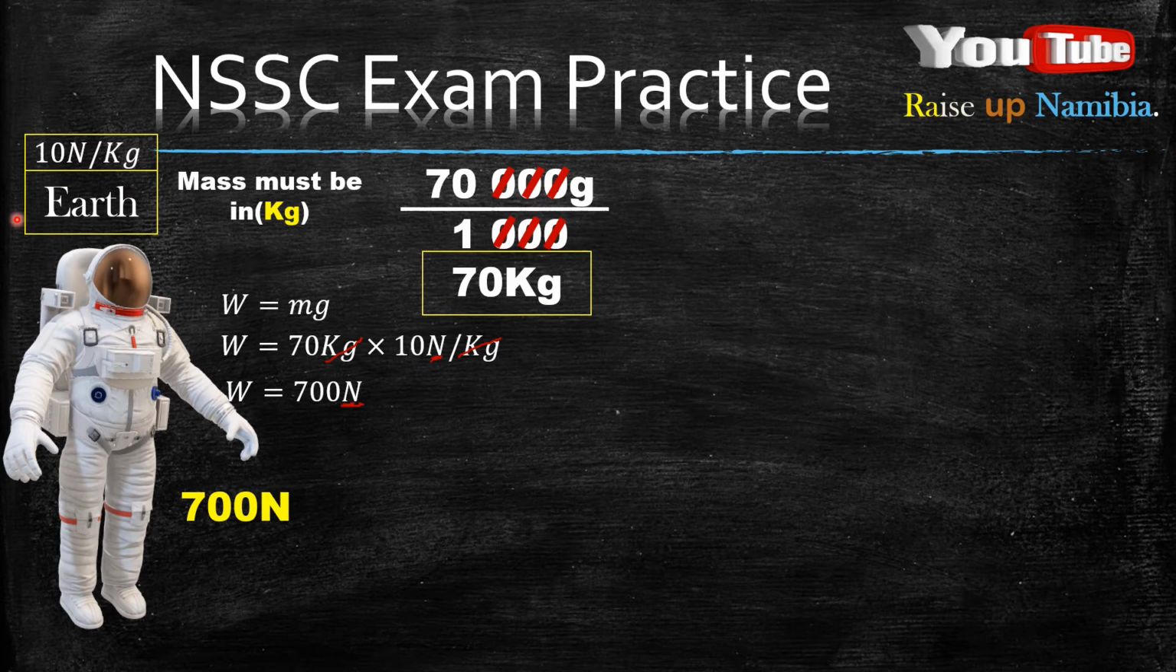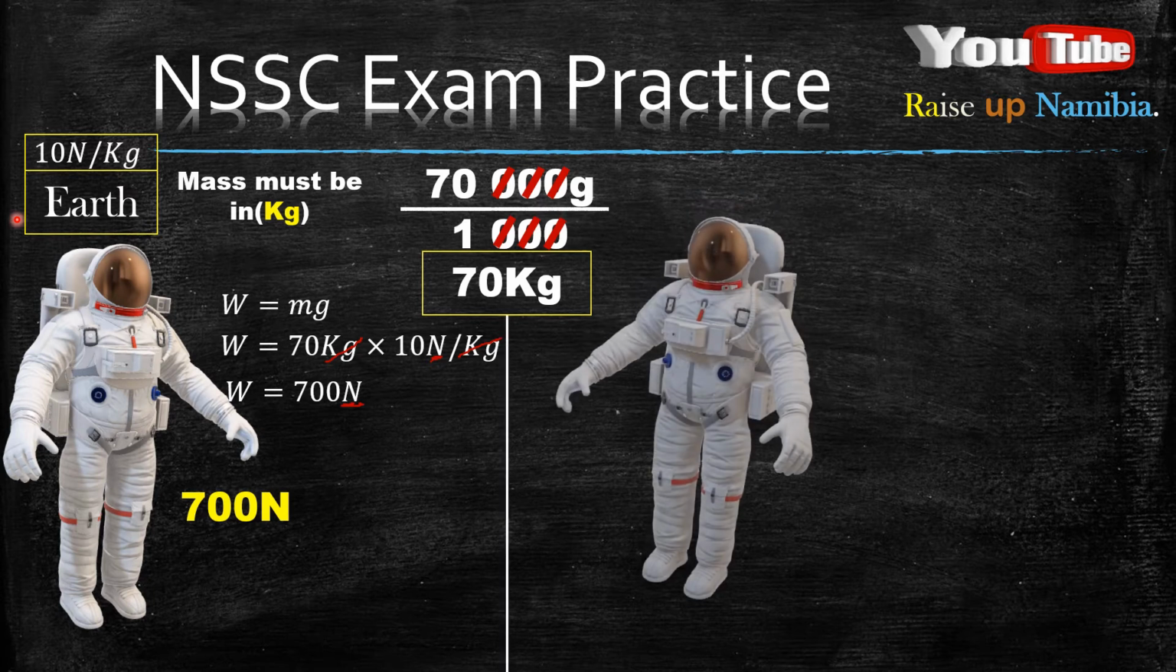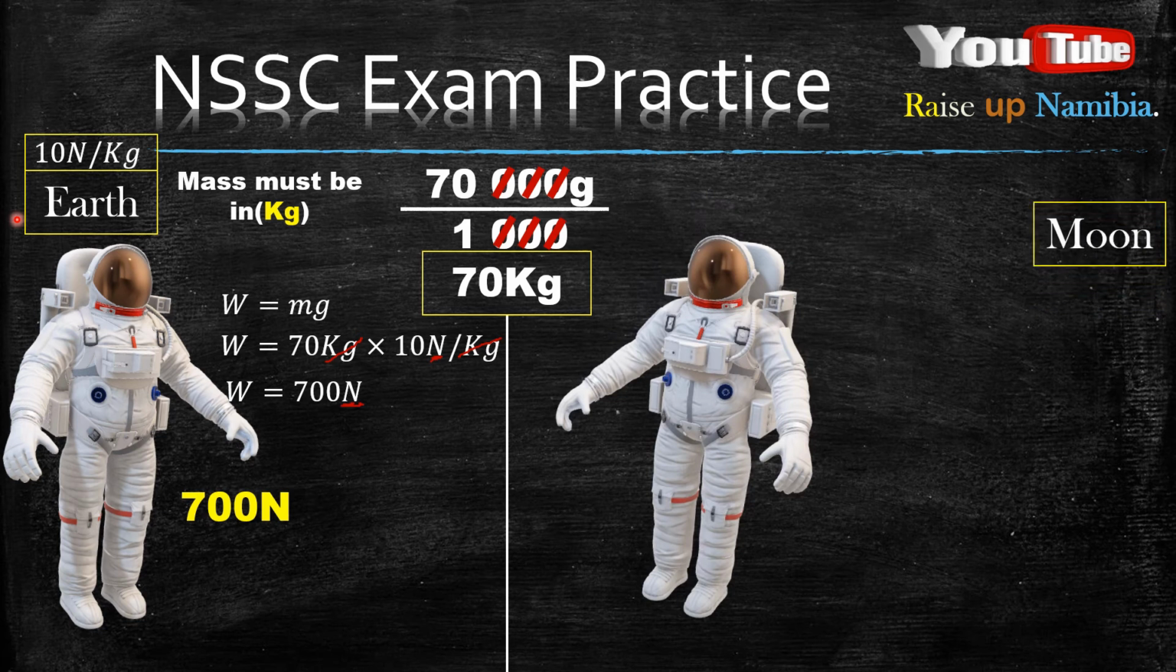Now, how about if your dad took off and went to Mars or the moon? Let's say he went to the moon, where the gravitational field strength is 1.7 newtons per kilogram. What will his weight be? So I'll give you another 10 seconds to calculate his weight. And if 10 seconds are too few, feel free to pause the video and then calculate.